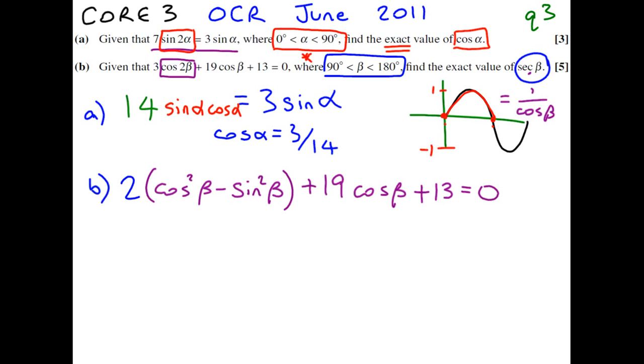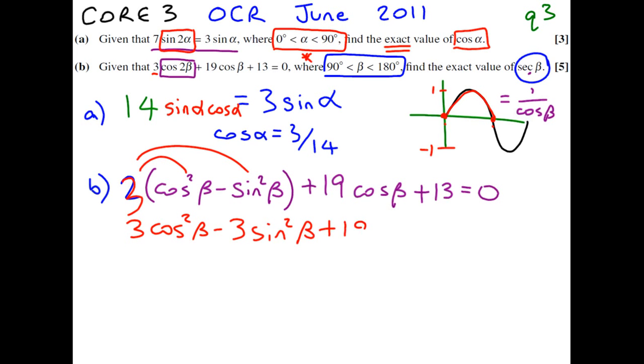Now we want to simplify. And as you can see, what we want to do definitely is not write 2 when there should be a 3. So let's times out. We get 3 cos squared beta minus 3 sine squared beta plus 19 cos beta plus 13 is 0. We want to simplify this. Now we only want cos in our expression because we're aiming for 1 over cos as our answer.